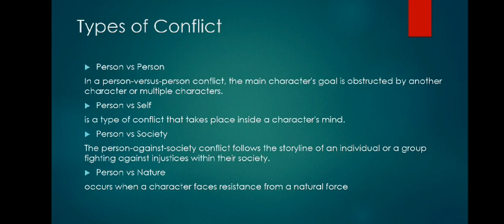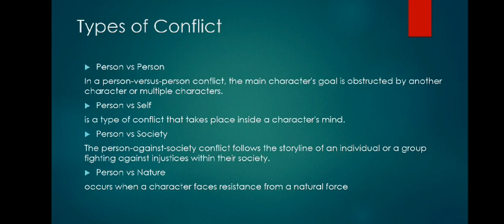The next type of conflict is person versus self. So it is a type of conflict that takes place inside a character's mind. So person versus self conflict usually involves the main character's inner struggle with self-doubts, a moral dilemma, or their own nature. The third conflict is person versus society.